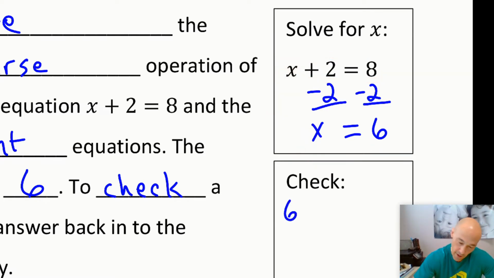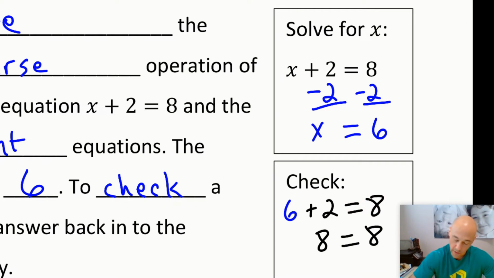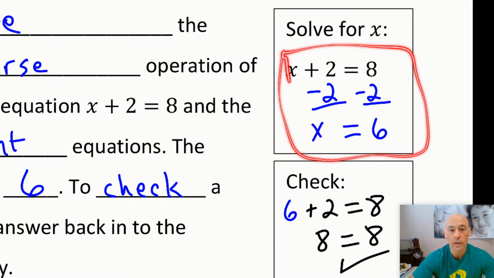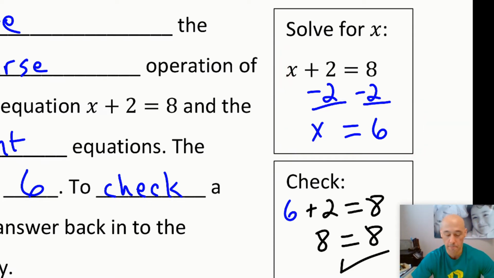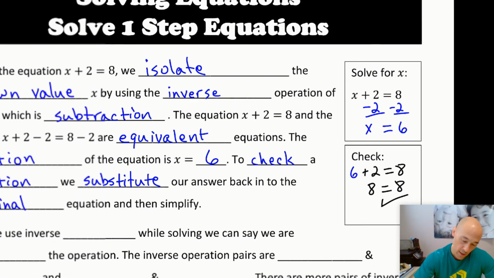So we plug 6 in for x, so we have 6 plus 2 equals 8. And now here on the left-hand side, 6 plus 2, well, that is 8. And then we just rewrite this equals 8. Right there, we just bring it down. 8 equals 8. This is a true statement. That means that the work that we did up above here to solve was accurate and correct. So we've checked our solution to that equation.